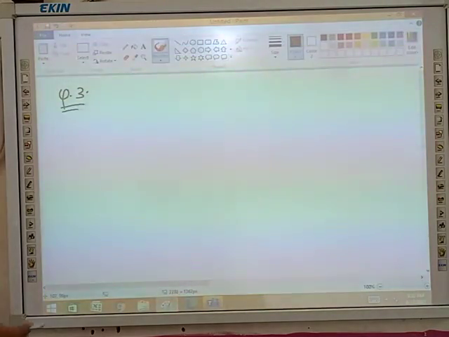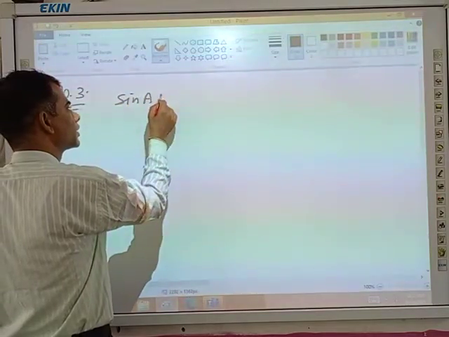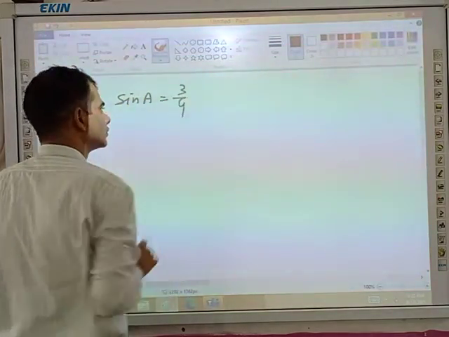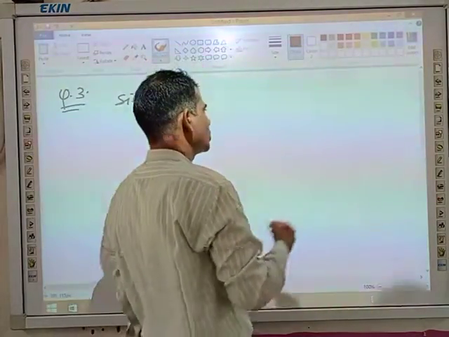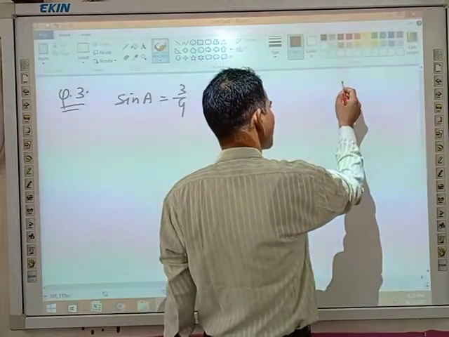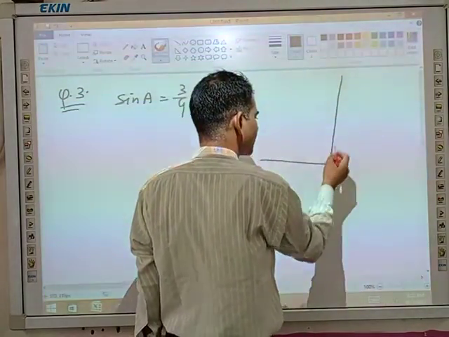If sin A is equal to 3 by 4, calculate cos A and tan A. As you know that trigonometric ratios apply in a right angle triangle, first of all we'll draw a right angle triangle.